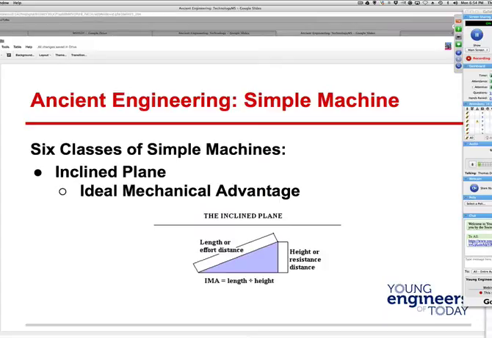All right, 6 classes of simple machines. All right, this is where you got to take a little bit of notes, folks. But this will help you in school. This will help you if you do robotics. This will help you to understand all these things. Okay?